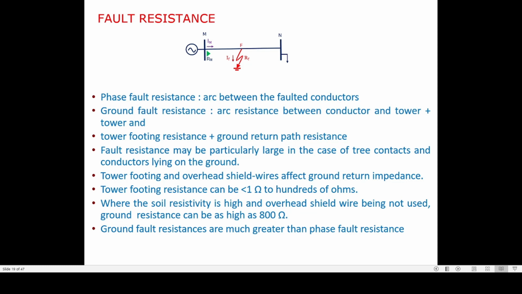Secondly, this fault resistance is dependent on time. So the fault resistance keeps on changing with time. This is not a constant value, but for relaying purposes we generally assume that the fault resistance remains constant for a shorter period of time, in the first one or two cycles. Then the fault resistance has a particularly large value in case of tree contacts and a conductor lying on the ground.